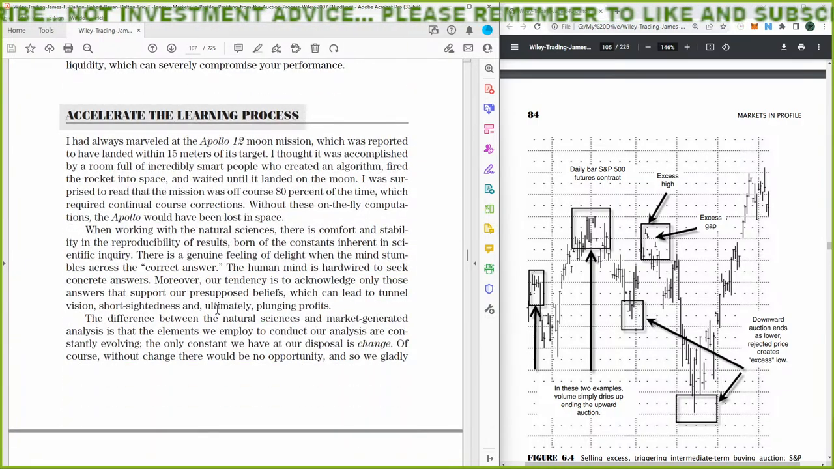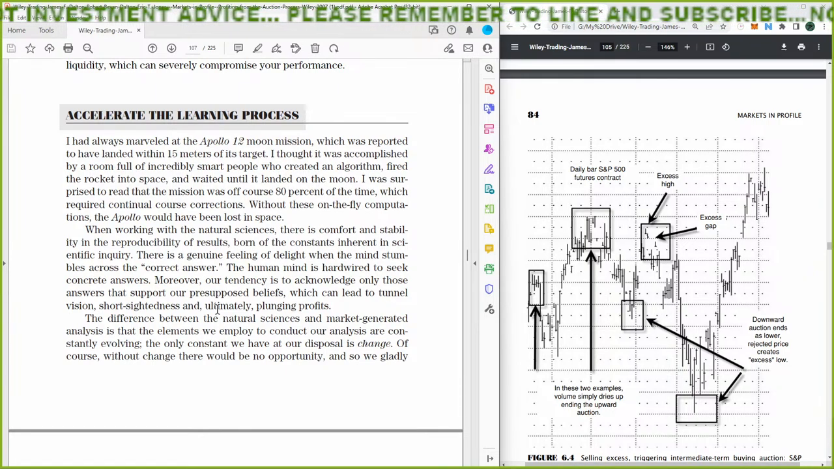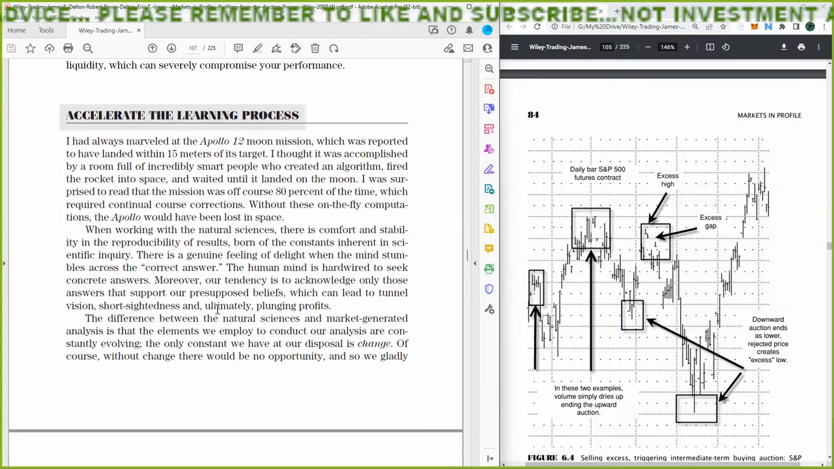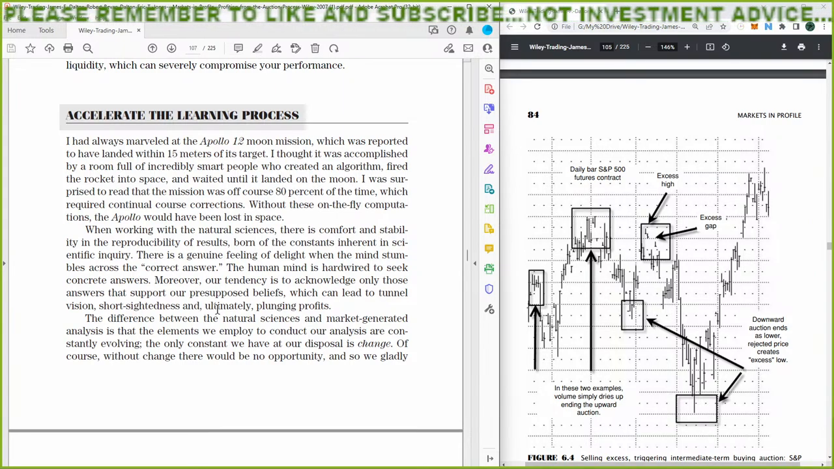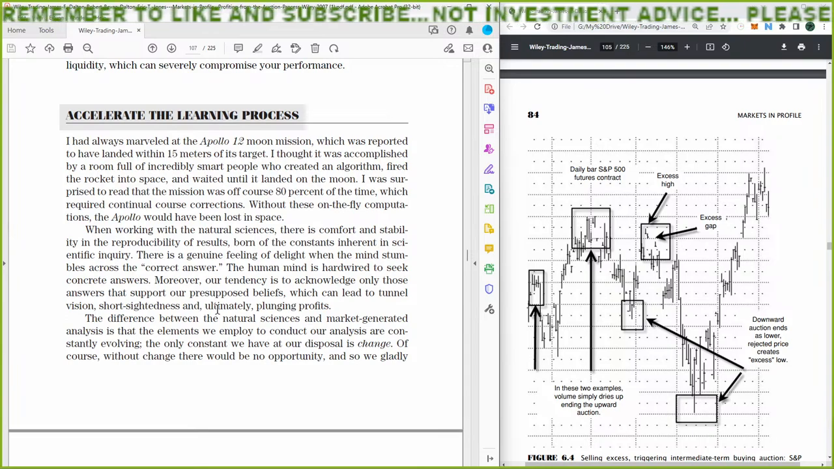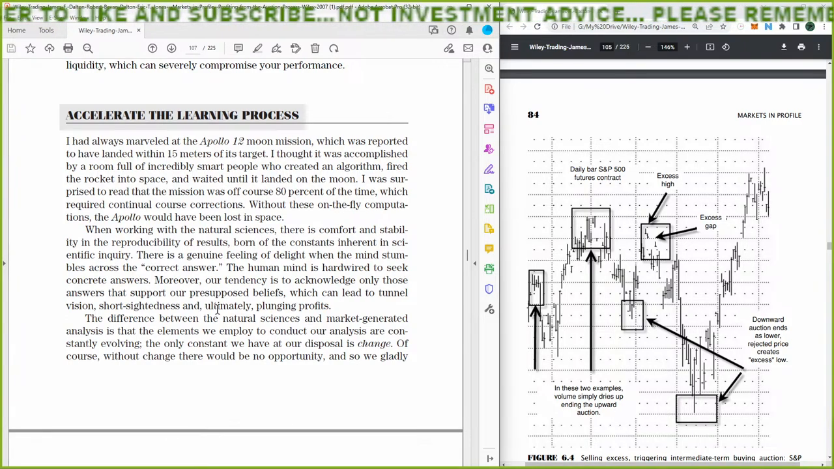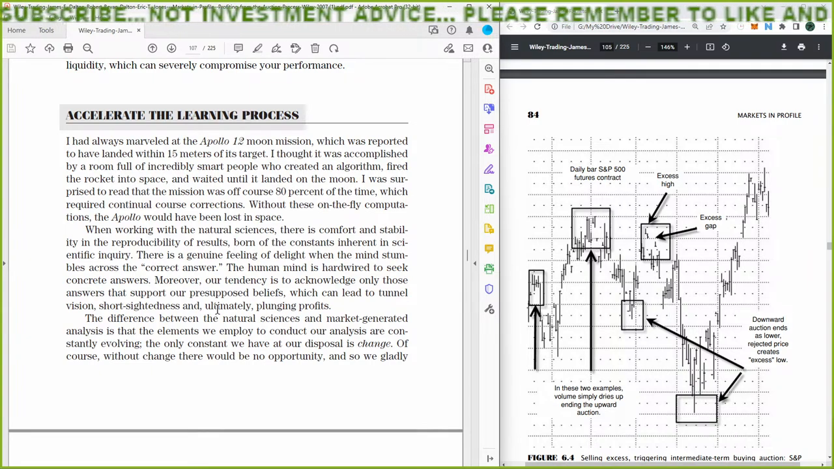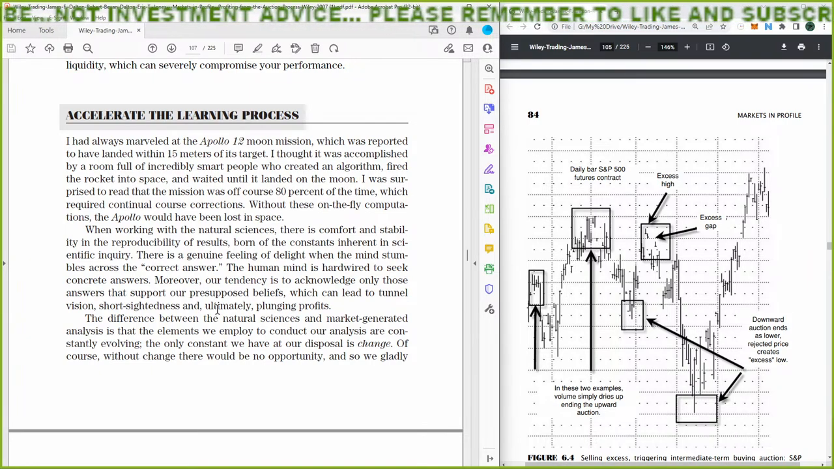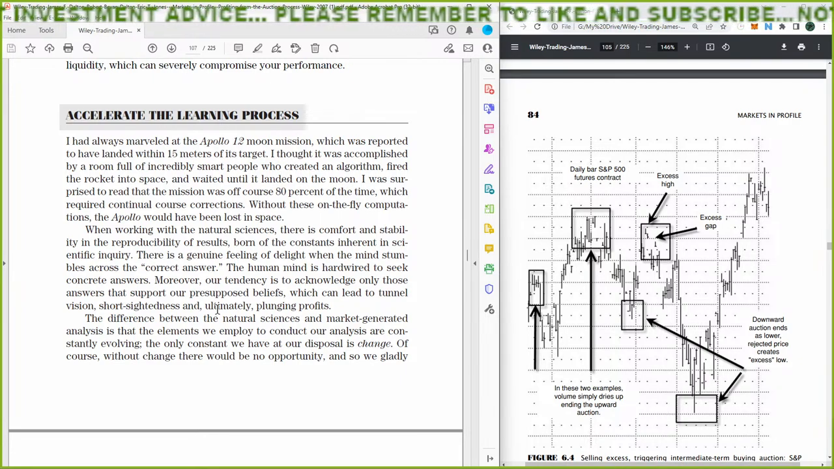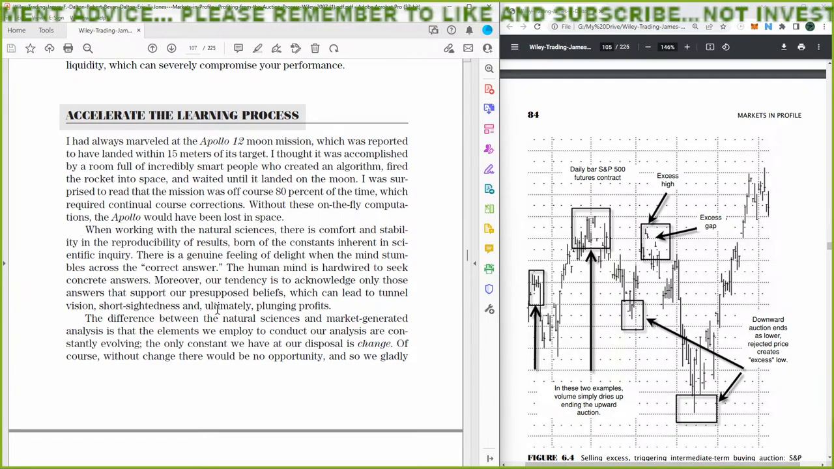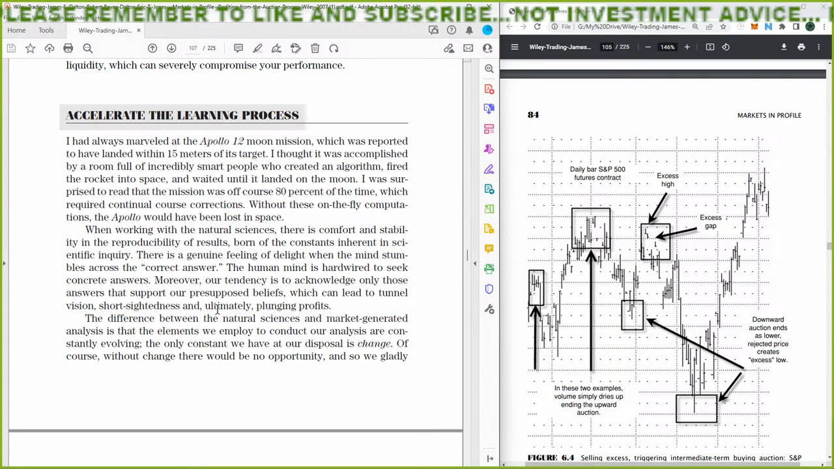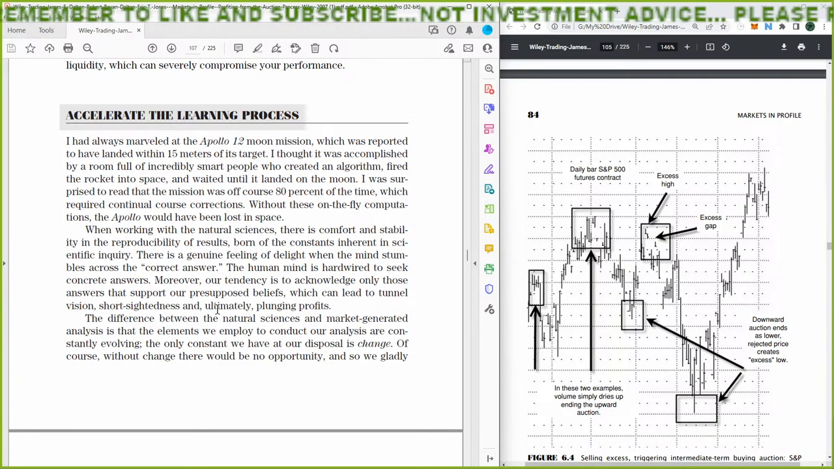Accelerate the learning process. I have always marveled at the Apollo 12 moon mission, which was reported to have landed within 15 meters of its target. I thought it was accomplished by a room full of incredibly smart people who had created an algorithm, fired the rocket into space, and waited until it landed on the moon. I was surprised to read that the mission was off course 80% of the time, which required continual course corrections. Without these on-the-fly computations, the Apollo would have been lost in space.